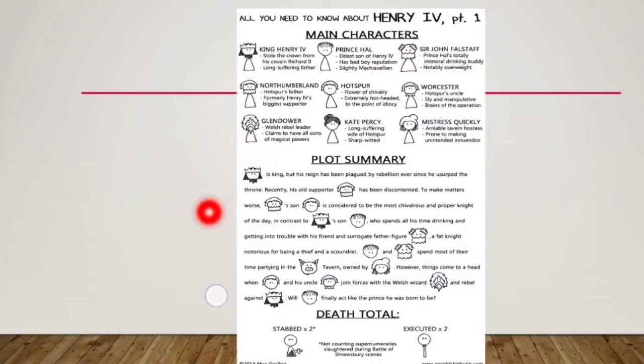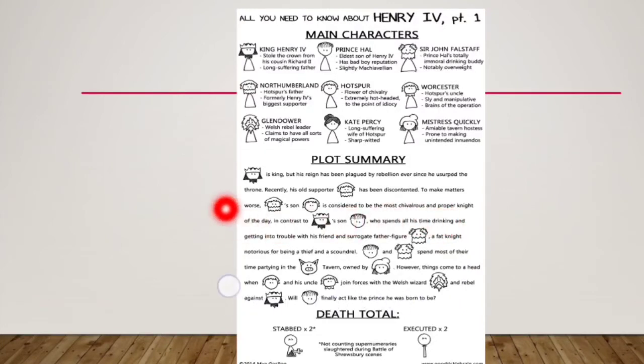Now, this is the plot summary. I hope that you were able to read through it. So Henry IV is the king, but his reign has been plagued by rebellion ever since he usurped the throne from Richard II. Recently, his old supporter Northumberland has been discontented. Now, Northumberland is not on good terms with the king now. To make matters worse, Northumberland's son Hotspur is considered to be the most chivalrous and proper knight of the day.